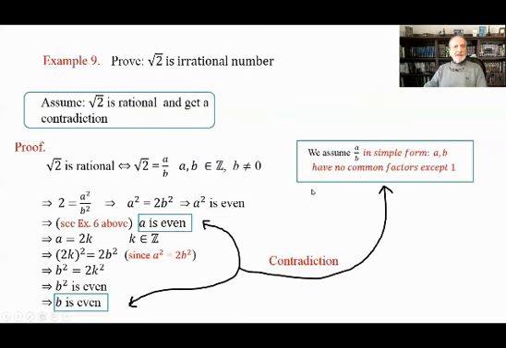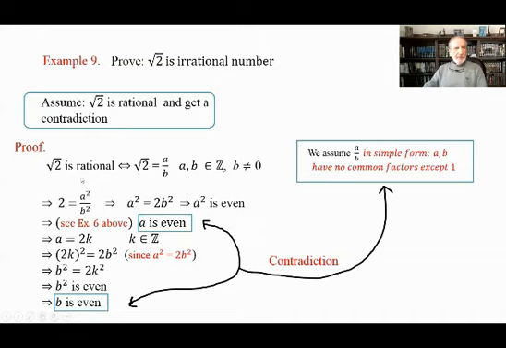Example 9. This is a very traditional example, really interesting to see how the proof by contradiction is really implemented. We need to prove square root of 2 is an irrational number. Irrational number means we cannot write it as a fraction. So how do we do that? We assume square root of 2 is rational, and let's get a contradiction.